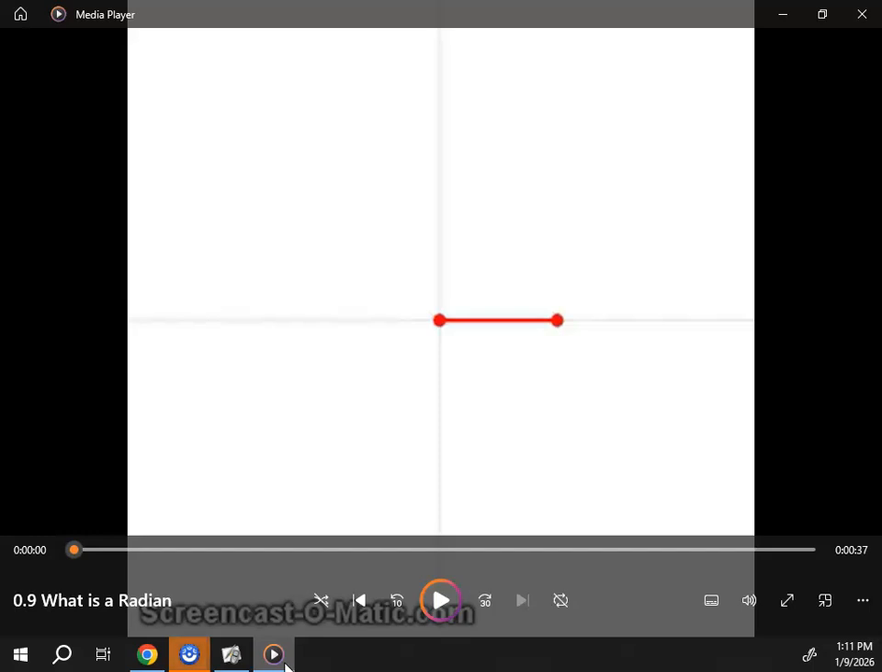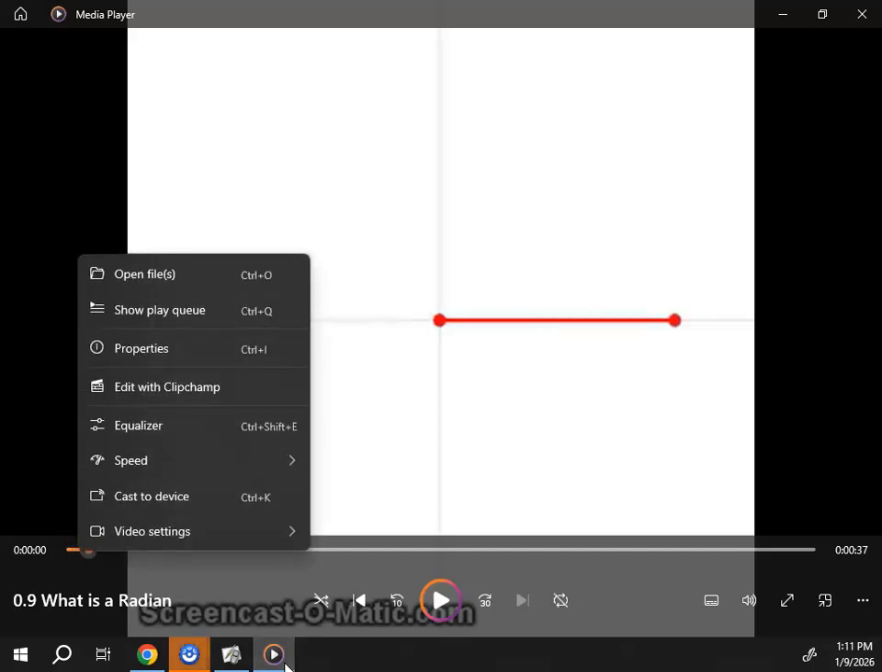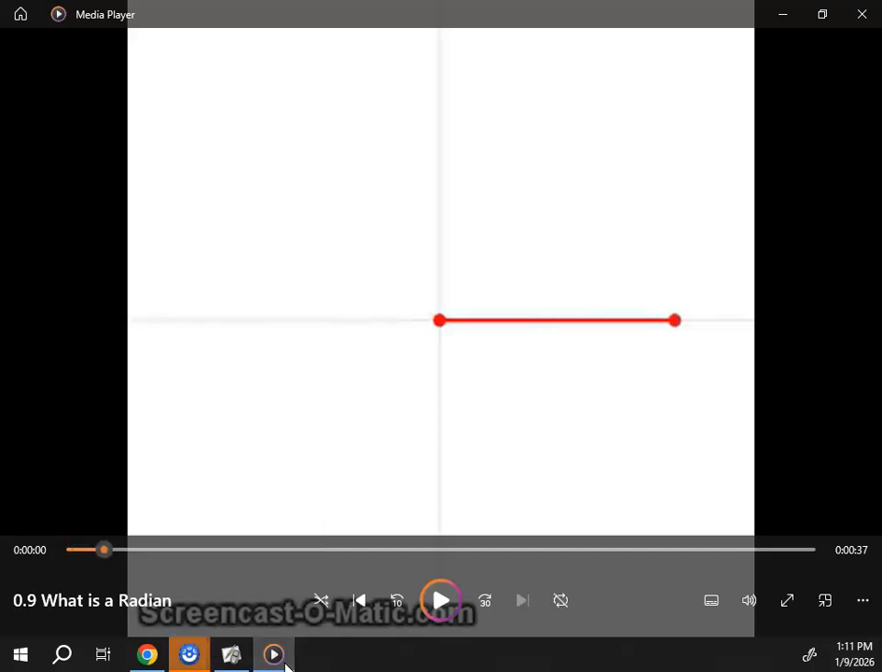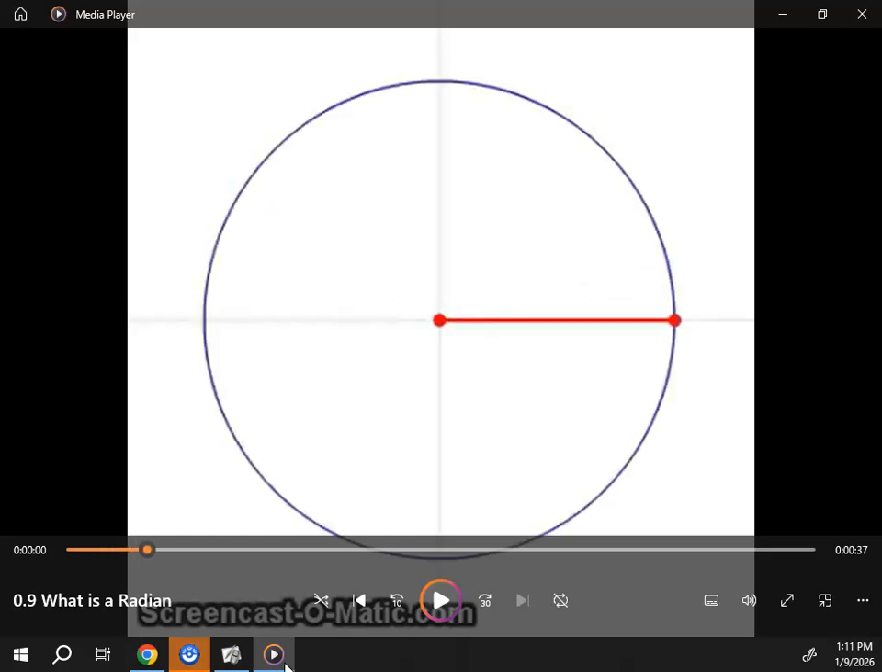So we have a radius here. I'm going to see if it'll let me drag this. Okay, there we go. And we're going to draw a circle. There's my radius, there's my circle. Then I'm going to take that radius and bend it around the circle so that it makes an arc, kind of like what I just showed you. Now that red arc is the same length as the radius. And so there you go, that's 1 radian.